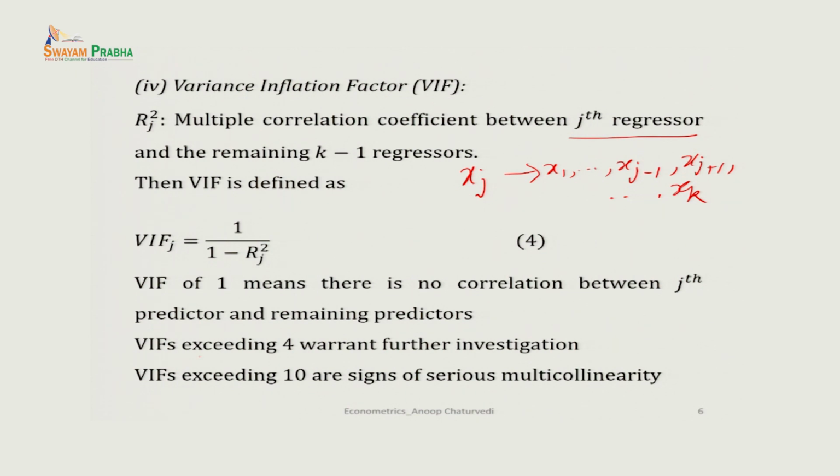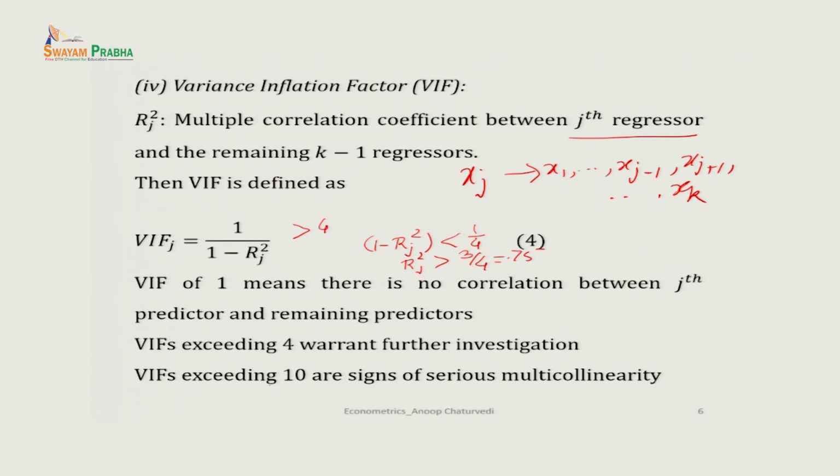Then VIFs exceeding 4 warrant further investigation. So, VIF exceeding 4 means 1 upon 1 minus R j square is greater than 4. So, 1 minus R j square is less than 1 upon 4, or R j square is greater than 3 by 4 or 0.75. So, it is a bit high. So, VIFs exceeding 4 warrant further investigation.